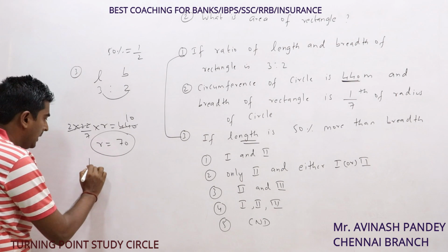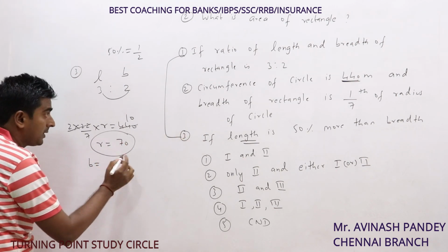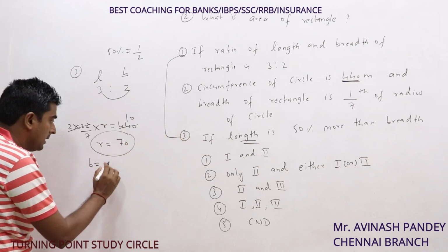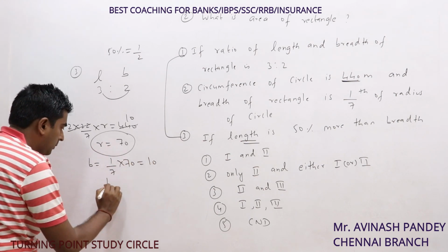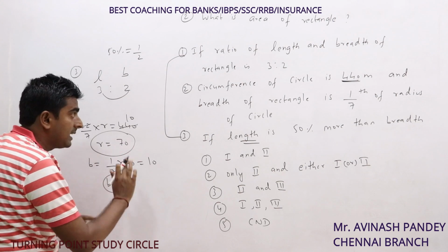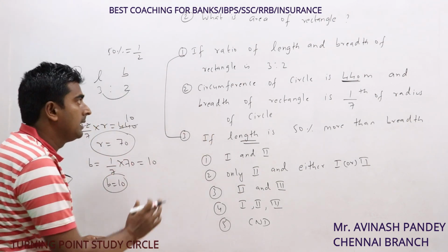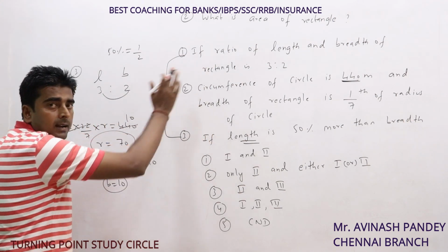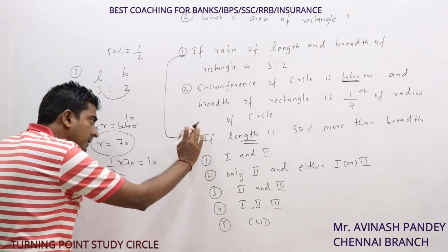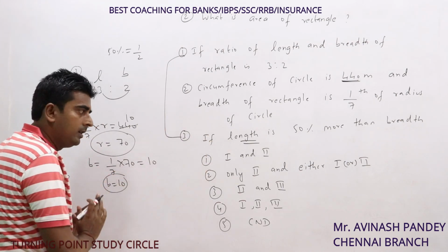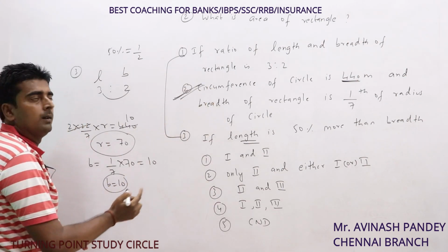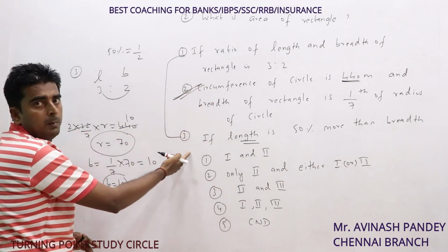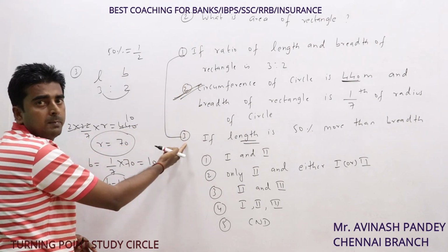Then what they have given you? Breadth is nothing but 1/7 of radius of a circle, which is nothing but 70. So 1/7 into 70, which is nothing but how much? 10. So breadth is equal to 10. So from the second statement we got breadth, right? Now from the first statement we can get length also, or from the third statement also we can get the length only. So my answer is I need second statement compulsorily and either 1 or 3, because 1 and 3 both the statements are same, right?